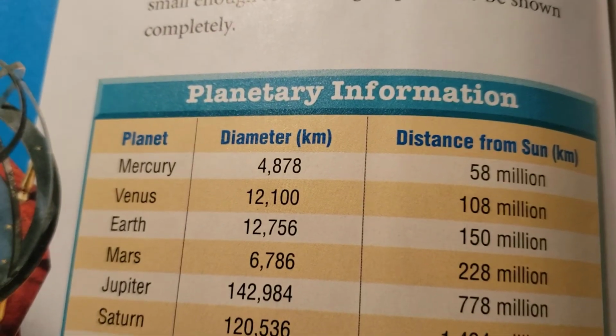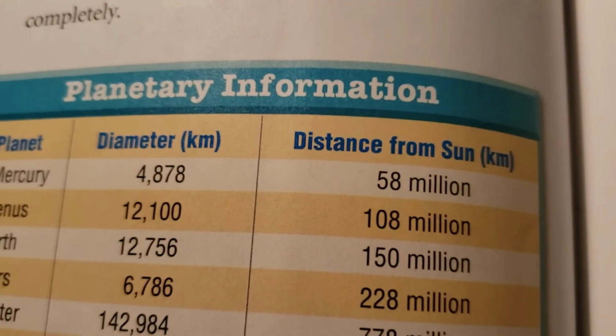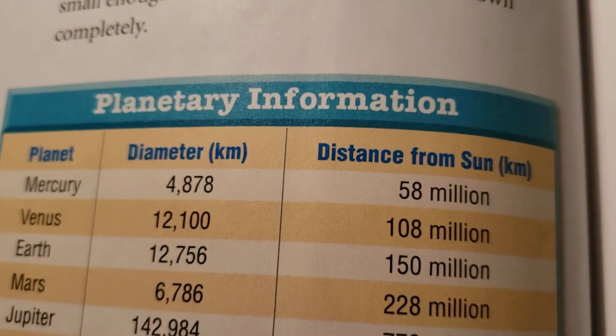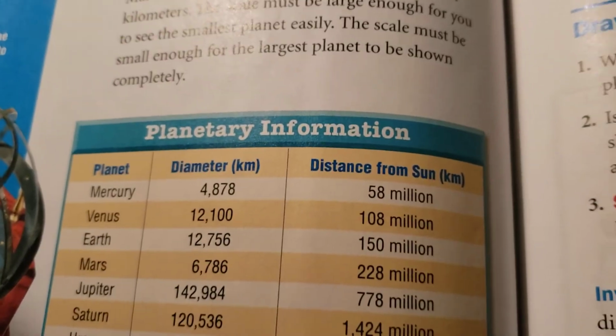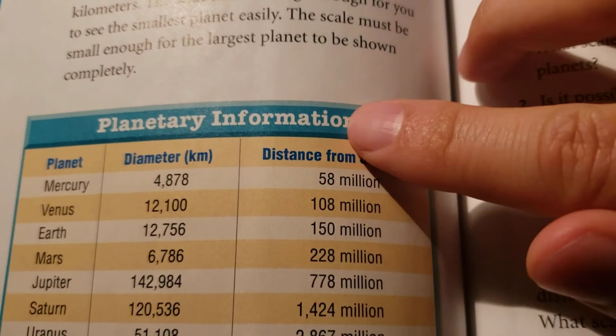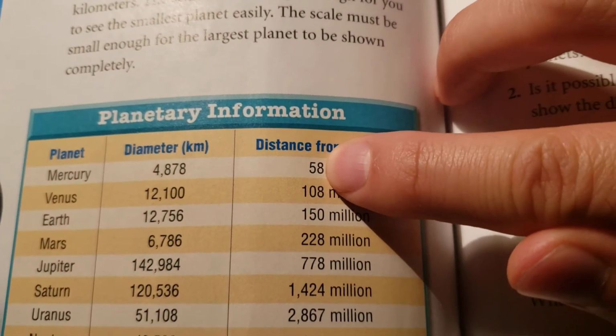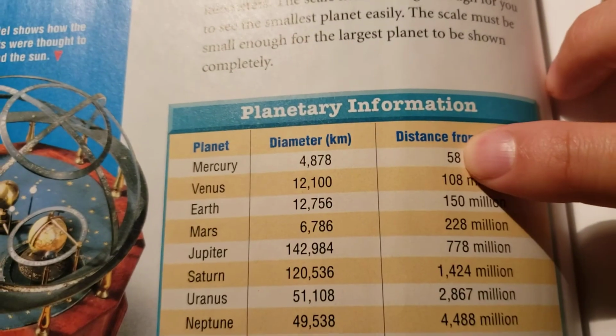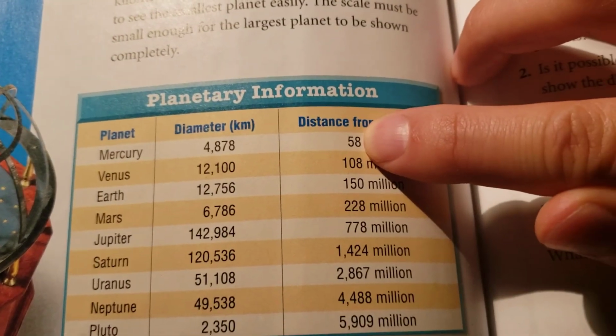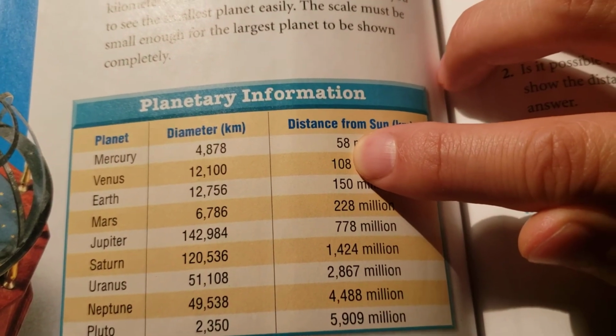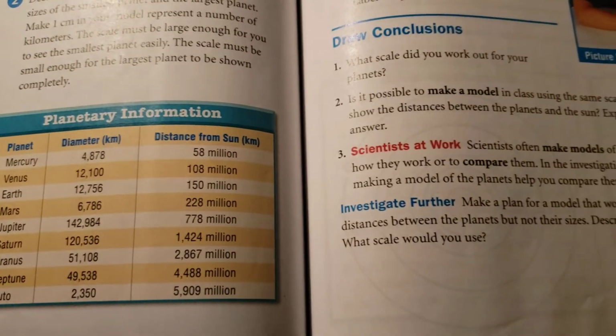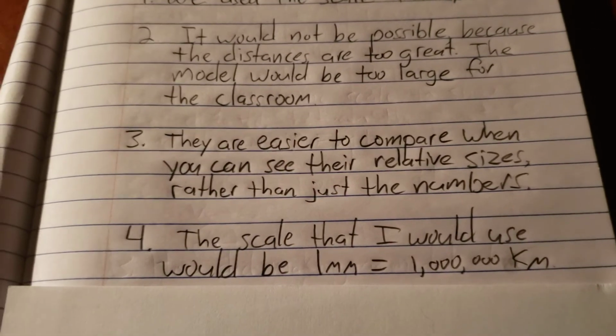So if you wanted the distance between Mercury and the Sun, 58 million, and you have 1 millimeter equals 1,000,000 kilometers, you just do this. Boom, 58. The distance to Venus? There you go, 108 millimeters. That would allow you to fit it onto a paper so that it could be easier to see.